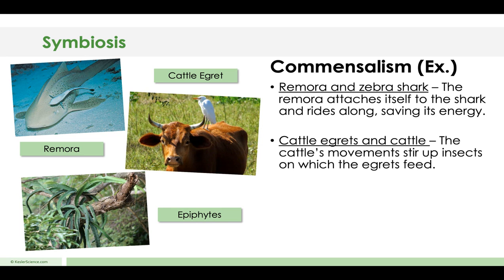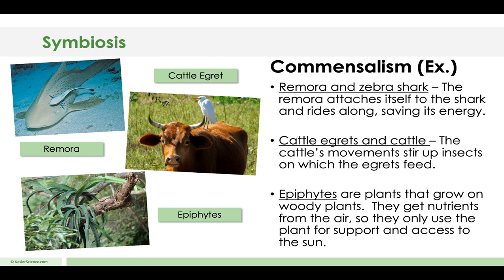When you look at cattle and an egret, what happens is the cattle moves, it stirs up the insects, and the egret gets to eat the bugs. And our last one is where we have plants that grow on woody plants, like the air plants. They get their nutrients that way, so they don't hurt the other plants. They just use it for support and access to sun.